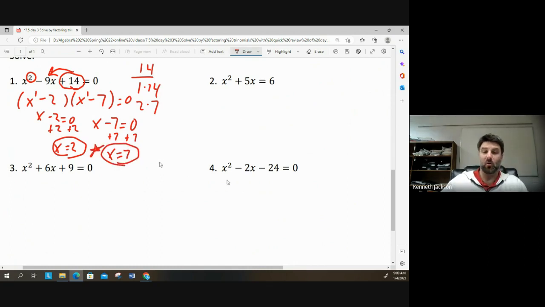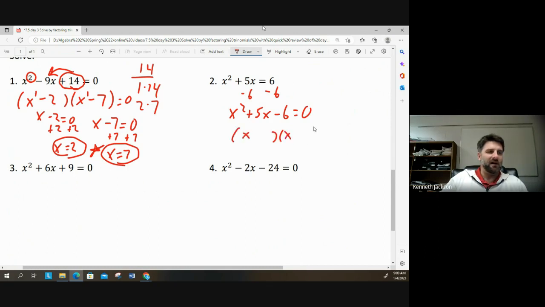You passed Algebra 1. Now on number 2, I'm not ready to factor yet because not all of my terms are on the same side. So the first thing I need to do is subtract 6 to the other side. I need to squeeze a 5 in there. Why didn't I write the 5? That was silly. Let's write plus 5x. There we go. So the first thing I need to do is get all the terms on the same side.